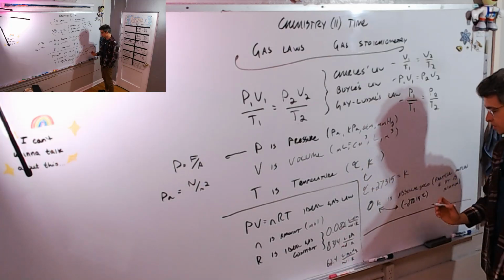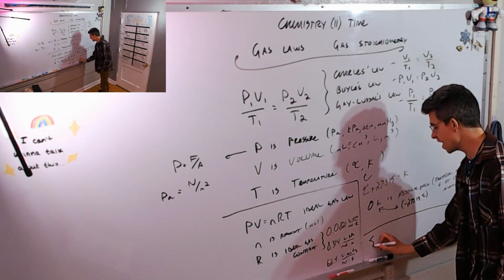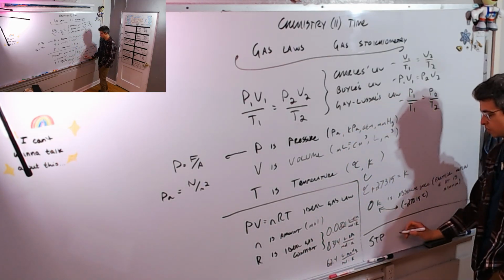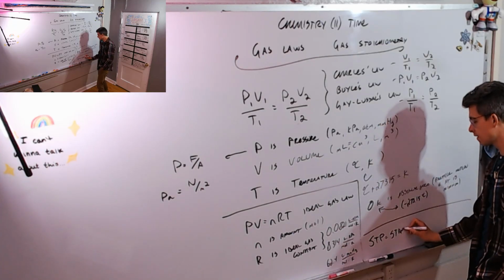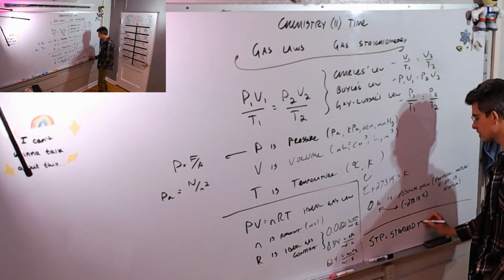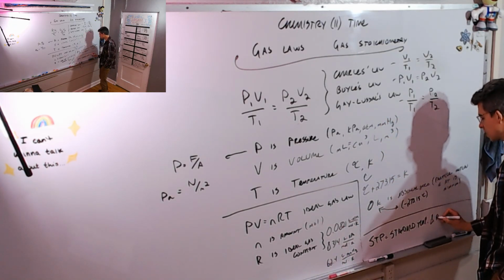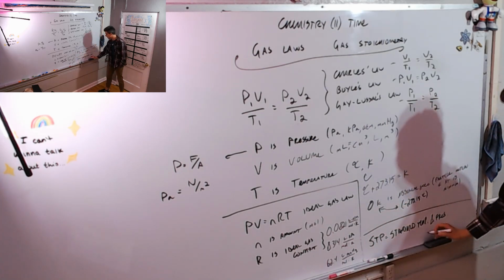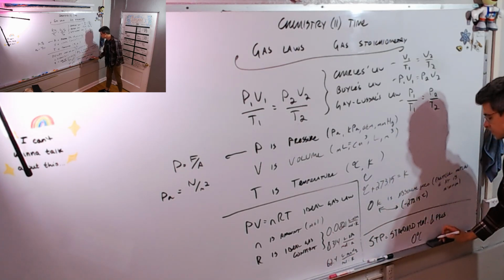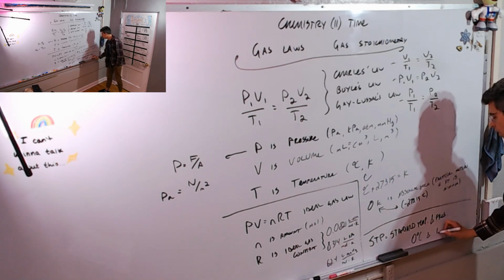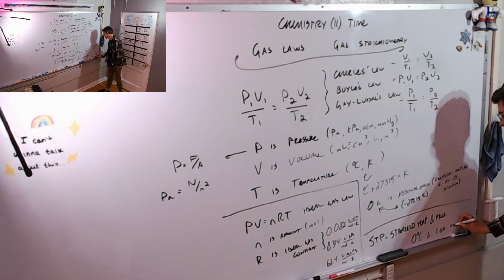Speaking of pressure and temperature conditions, you need to have memorized that this STP, here's another acronym for you, standard temperature and pressure, is defined as 0 degrees Celsius and 1.00 atmospheres of pressure.